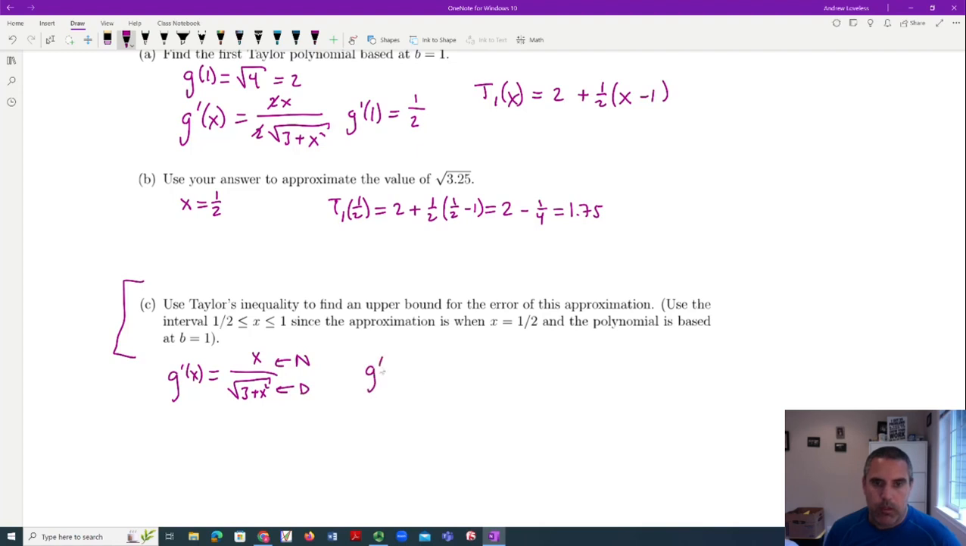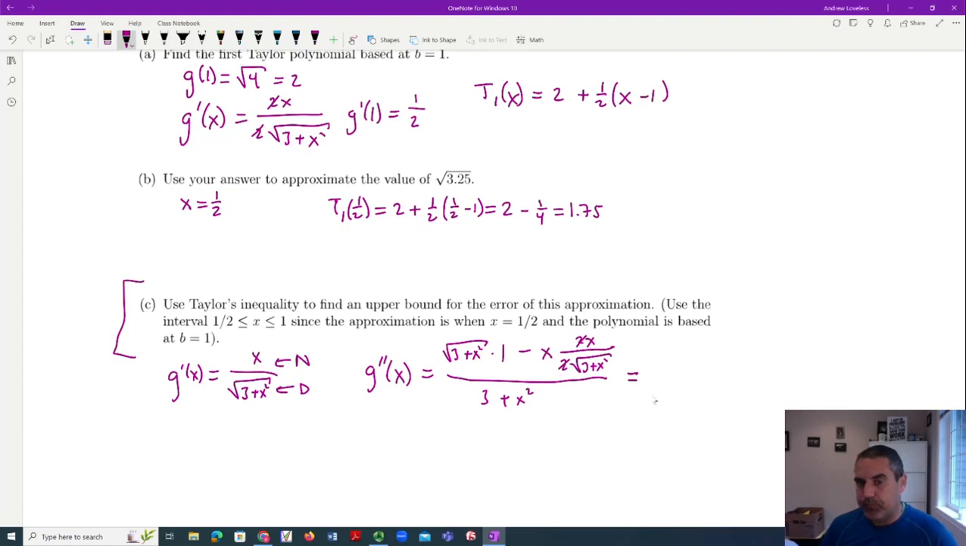We compute the second derivative. I'm using the quotient rule. Denominator times the derivative of the numerator, which is 1, minus numerator times the derivative of the denominator, which is this, all over the denominator squared. And I think the real challenge here on this test was simplifying this, because we know we need to find a bound, and I don't know how we're going to find it unless we simplify a little bit.